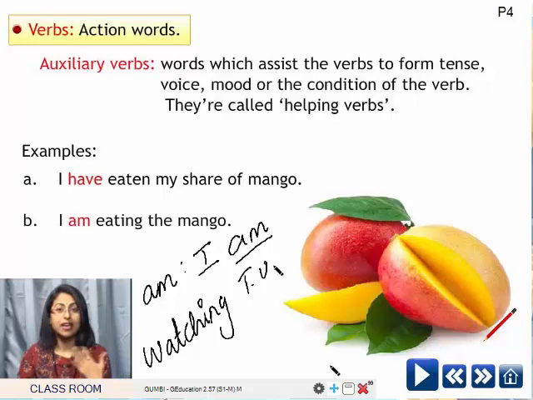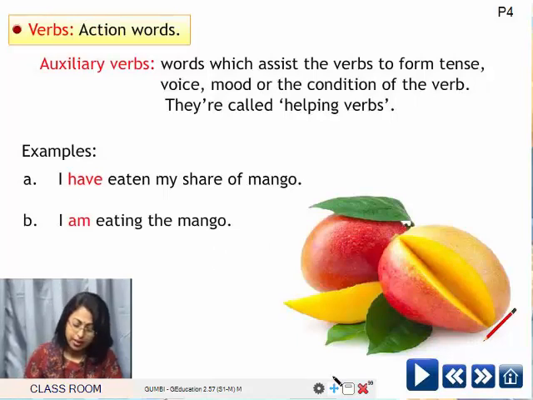I am talking to you. I'm teaching, right? So I am teaching. I am teaching my students. You're listening to me, right? So you say, I am listening to my teacher. Did you all understand, students? Okay, let's see some more examples.